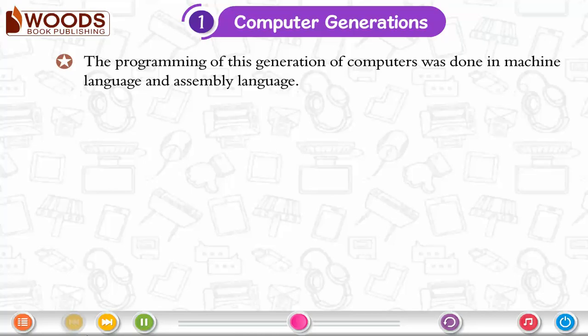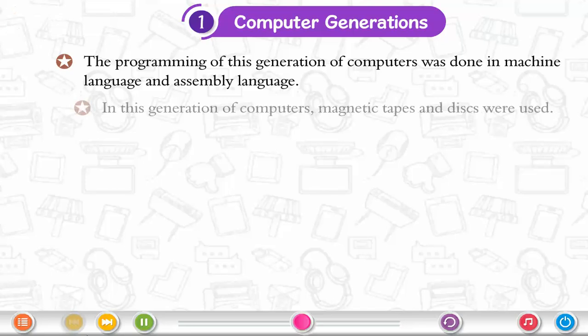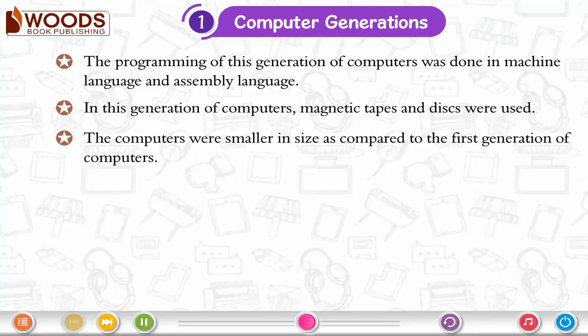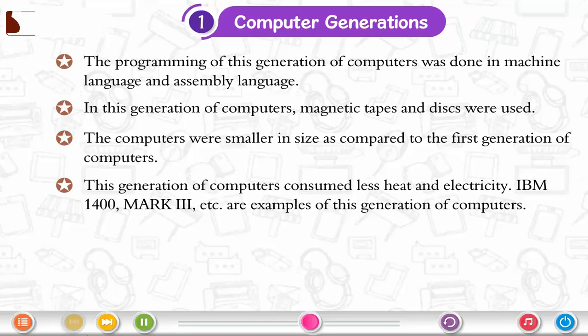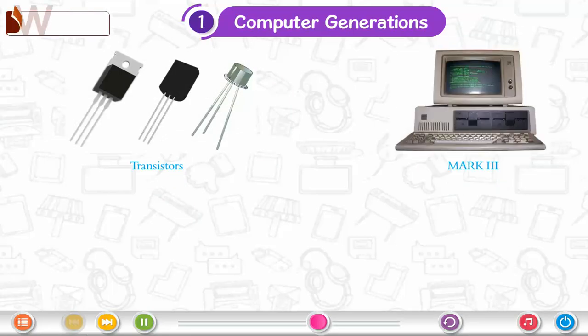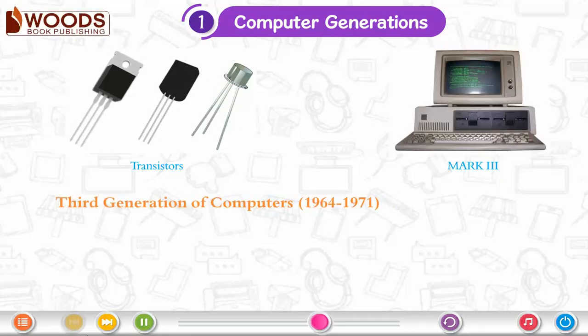The programming of this generation of computers was done in machine language and assembly language. Magnetic tapes and disks were used. The computers were smaller in size as compared to the first generation. This generation consumed less heat and electricity. IBM 1400, Mark III, etc. are examples of this generation of computers. Transistors, Mark III.